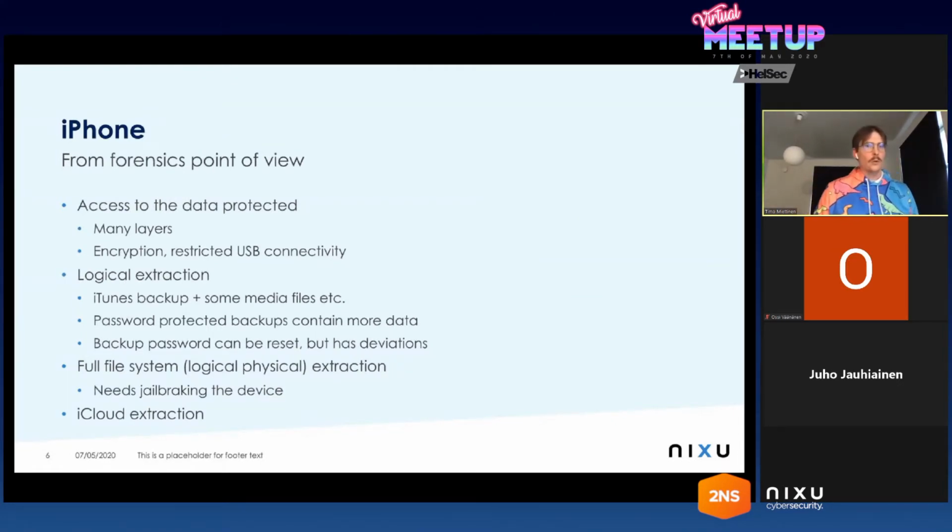And on iPhones, from a forensics point of view, access to the data is protected by many layers. As we saw, the encryption is already double layered for some files, and in addition to that, the USB connectivity is also restricted, and in most cases, USB is the only way to get into the phone. So that doesn't make it too easy to do forensics.